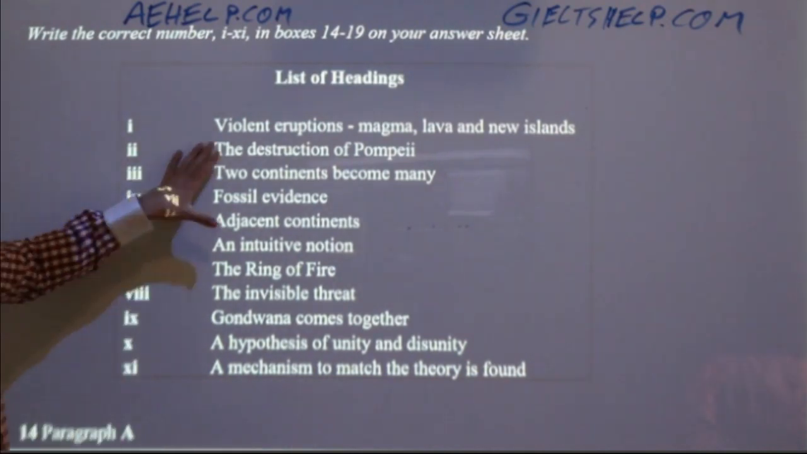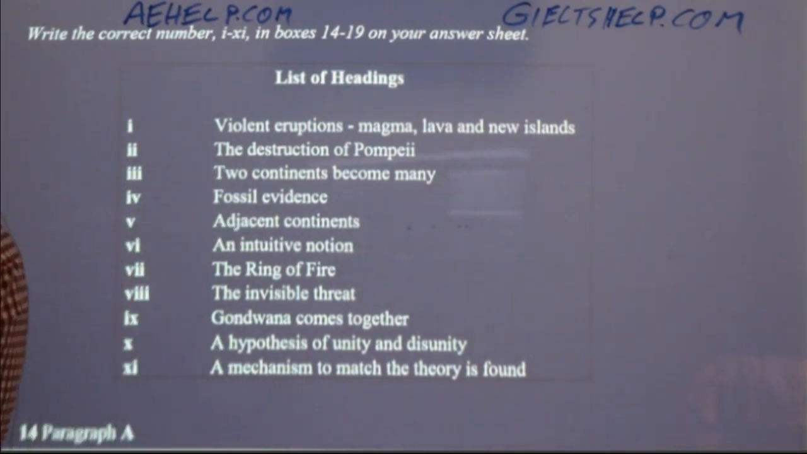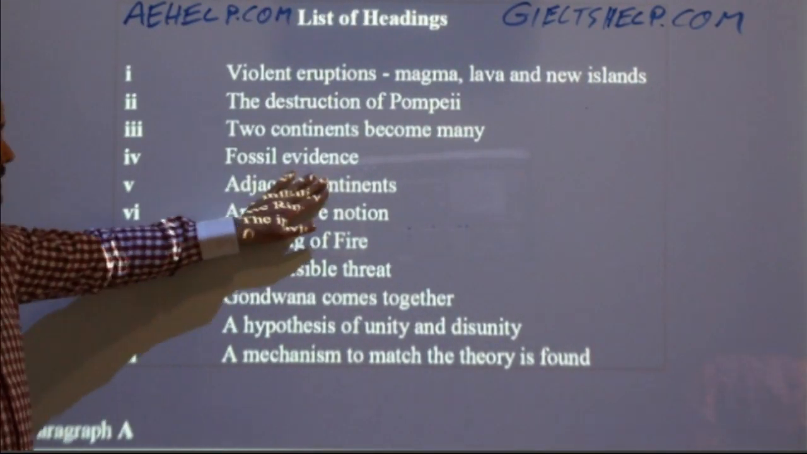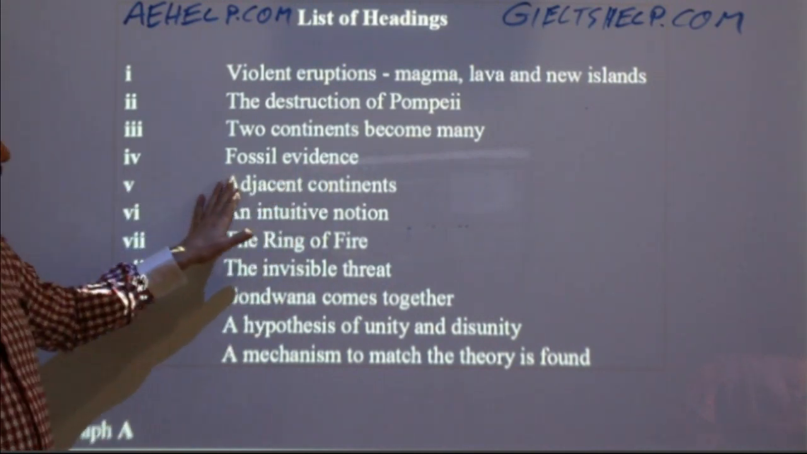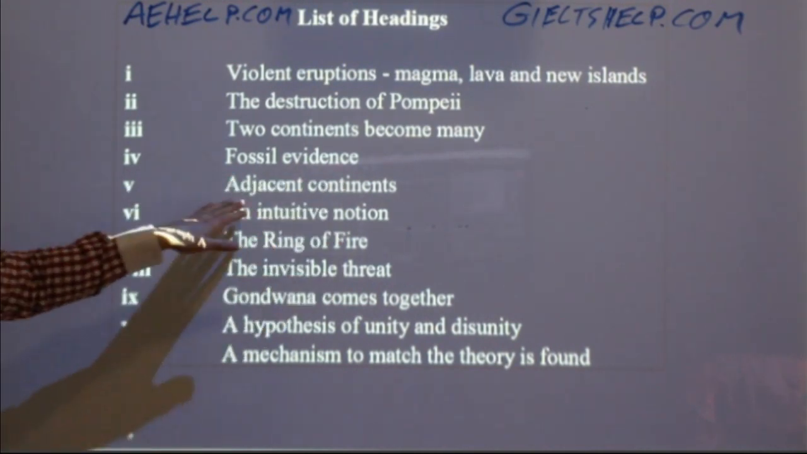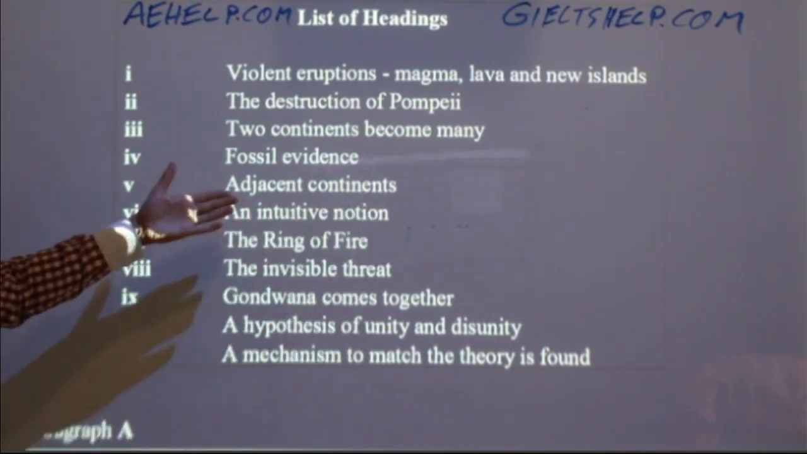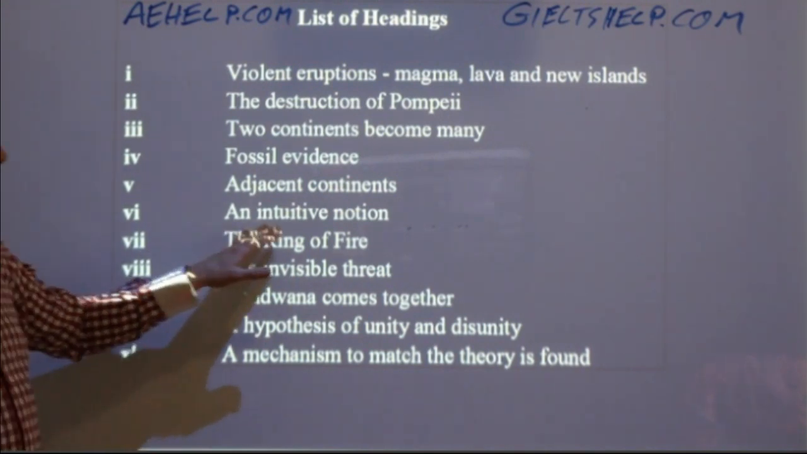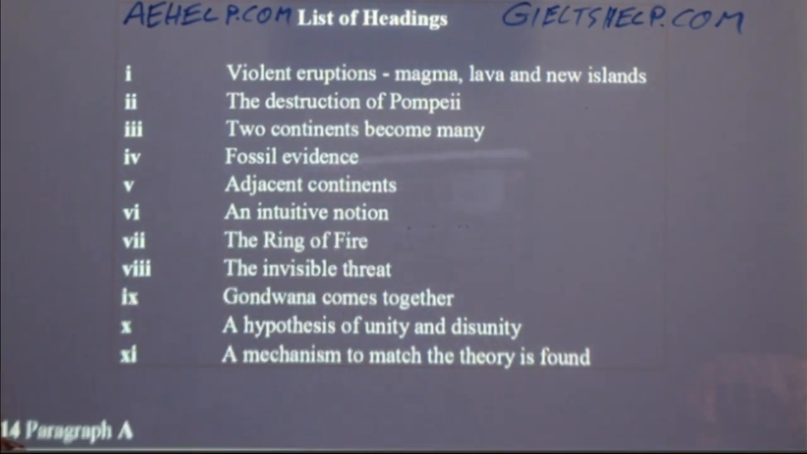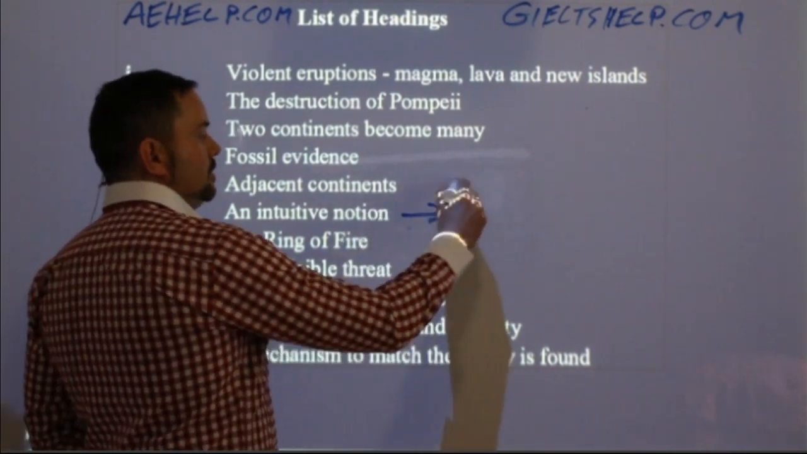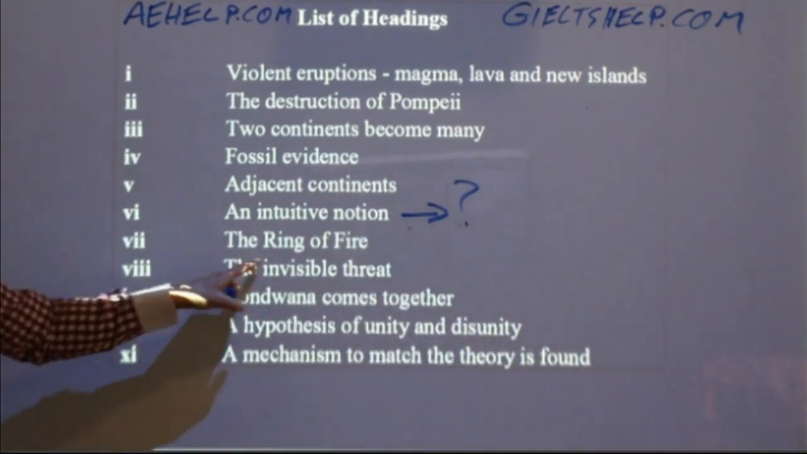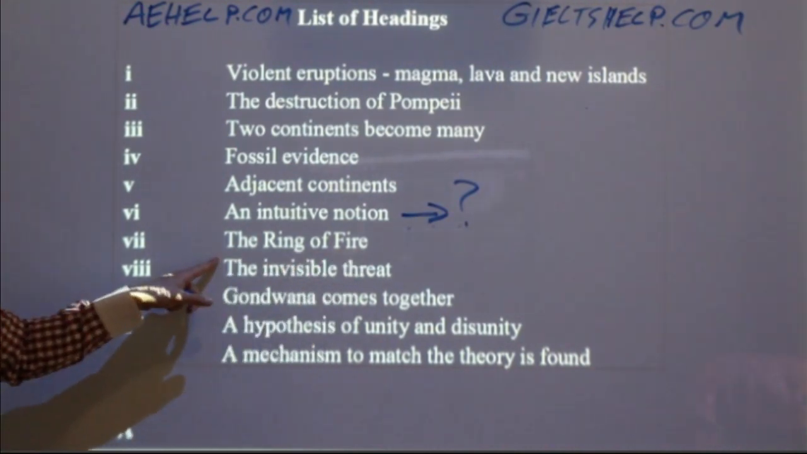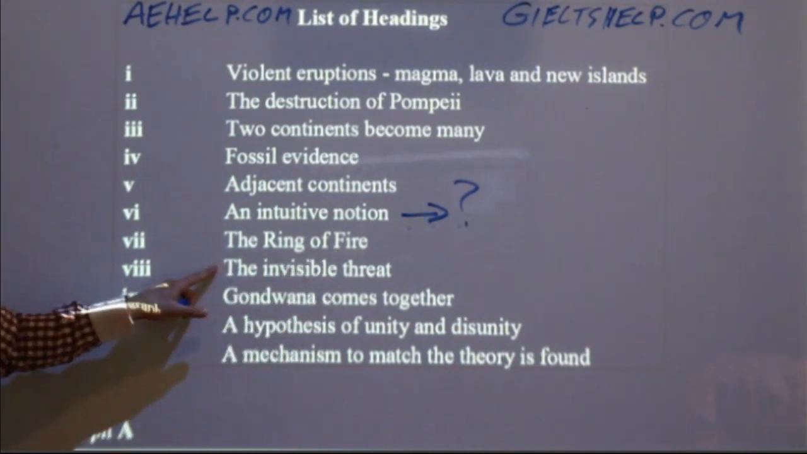We go back here. Now I'm going to do a little bit of faster paraphrasing, just mentally, verbally. So fossil evidence: clues given by bones of dinosaurs, adjacent continents, continents which are next to each other, or land masses which are next to each other, an intuitive notion. Anybody, can you give me a quick paraphrase for intuitive notion? I'll go to the next one meanwhile. Ring of Fire, that's the Pacific rim of Asia and North America, some of South America as well.